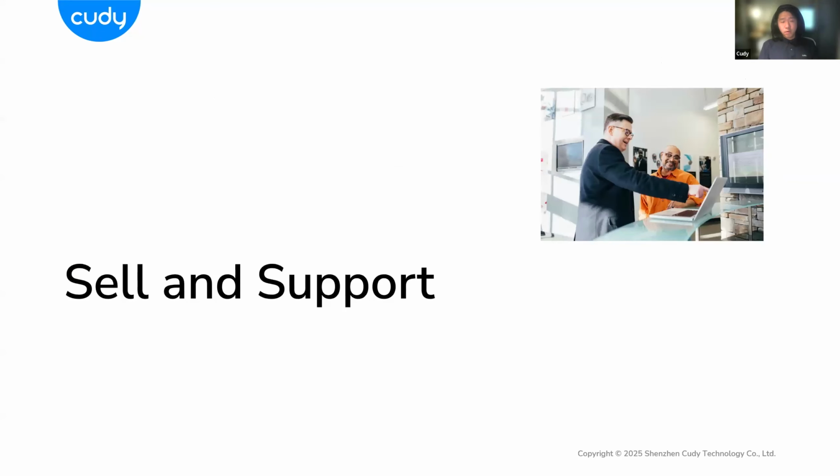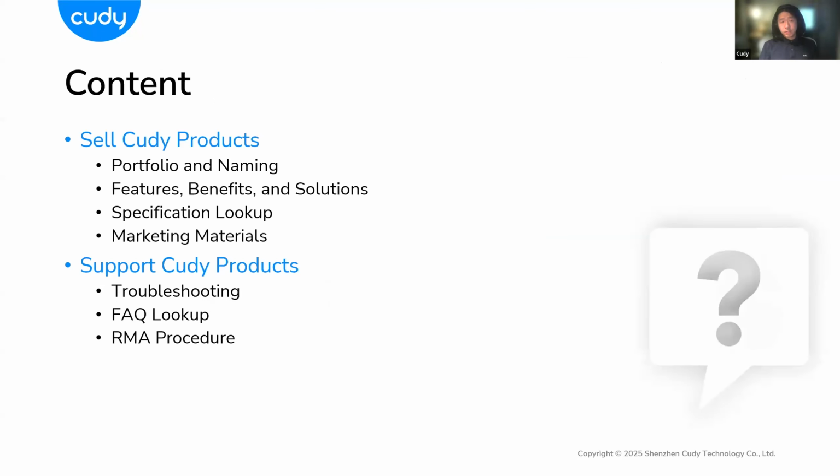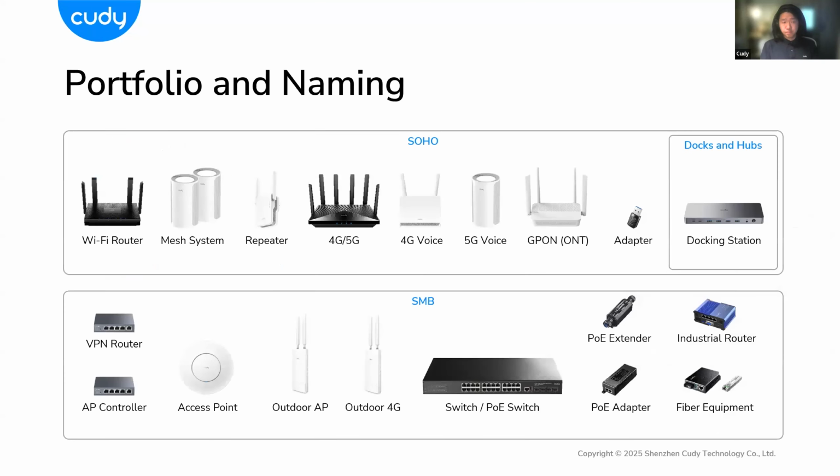Okay, so here we come to the sales and support parts. And we're going to introduce Cudy's products, how we name them, and the benefits, features, and how you can check the specifications, and how you can access marketing materials, and how we do troubleshooting, how to check previously frequently asked questions. Okay, so first, the portfolio and naming of Cudy's products.